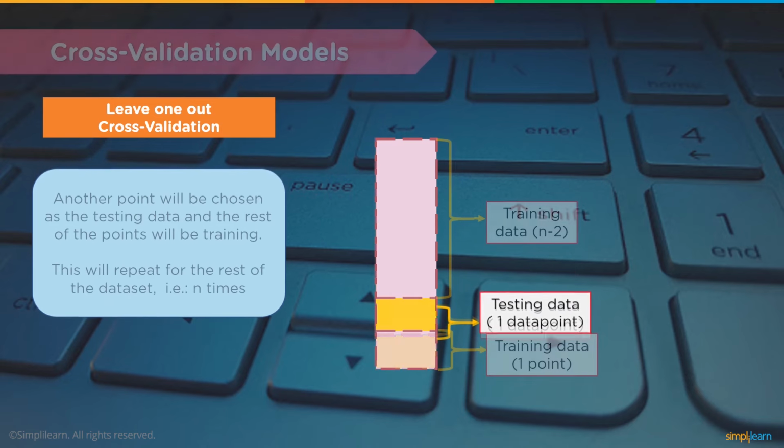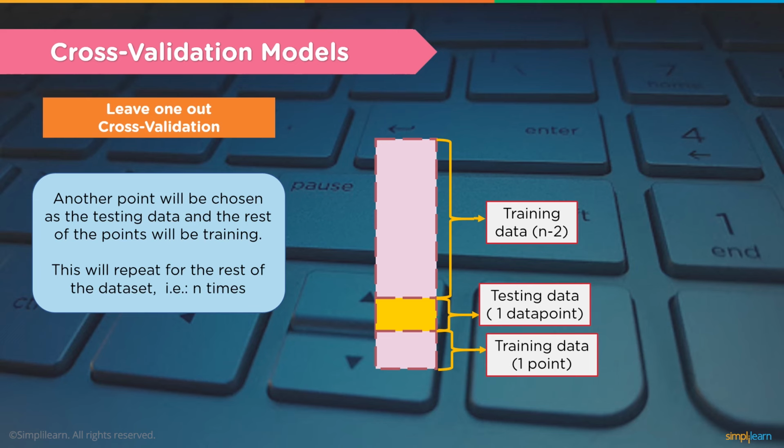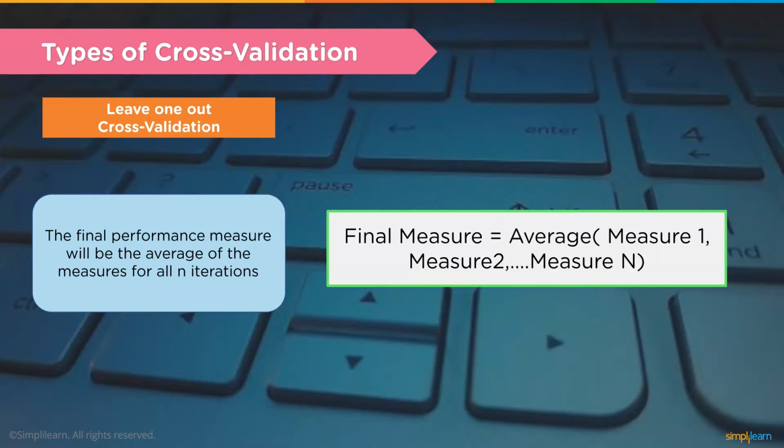In leave-one-out cross-validation, we then go to another point and it'll be chosen as the testing data and the rest of the points will be the training. This will repeat for the rest of the data set n times. And yes, we're creating, if your data is n, well, they used n minus 1, so we'll do it n minus 1 times, and you create n minus 1 models that you're testing across your data set to see how good your model does. The final performance measure will be the average of the measures for all n iterations. And so you add up all those different measures and divide by n minus 1.